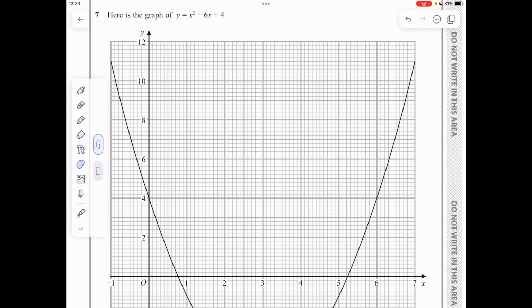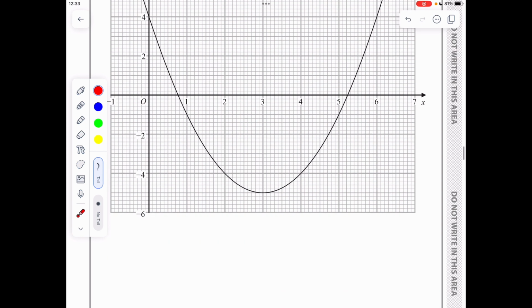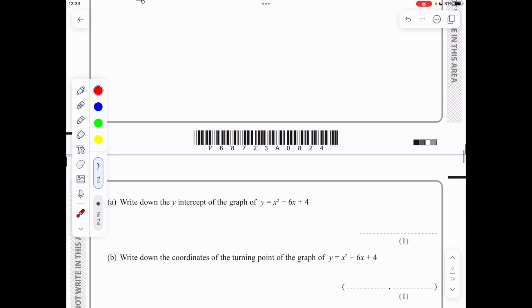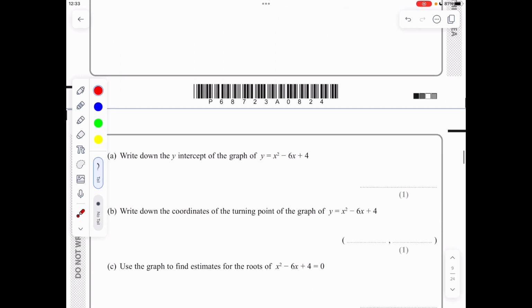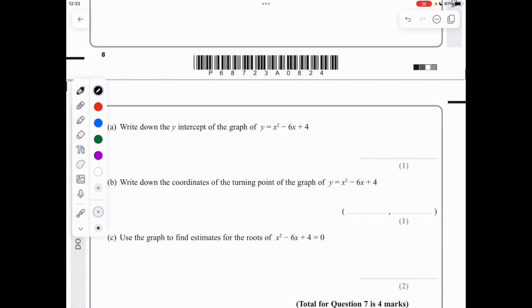In question 7, we're given the graph of y is x squared minus 6x plus 4 drawn accurately here on a graph paper, and in part A we need to write down the y-intercept for this graph, where the y-intercept is where we cut the y-axis, so this is at 4, so the y-intercept is simply 4.